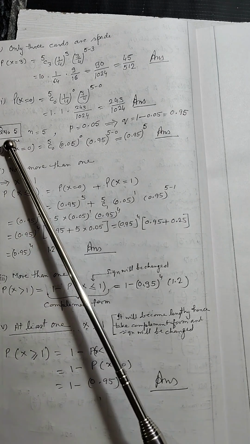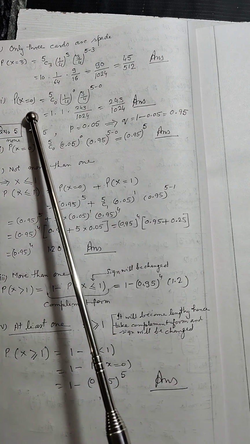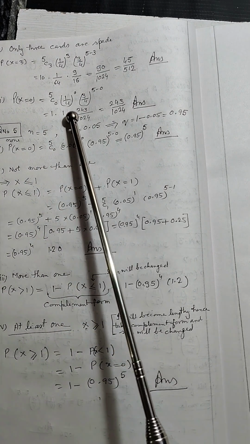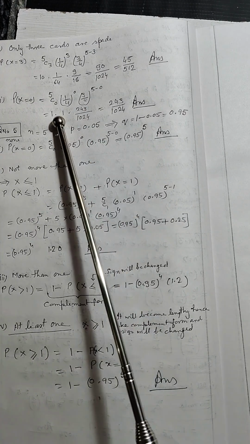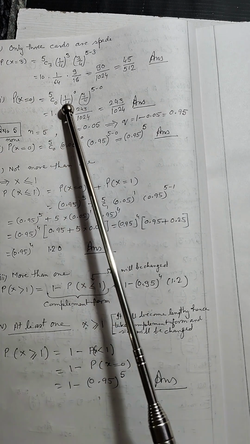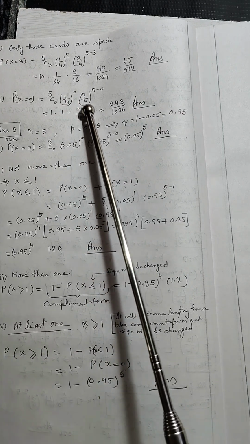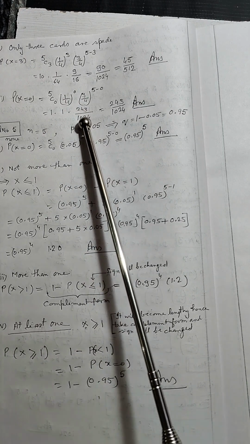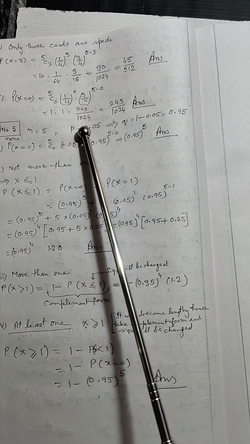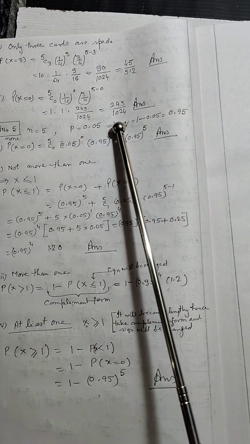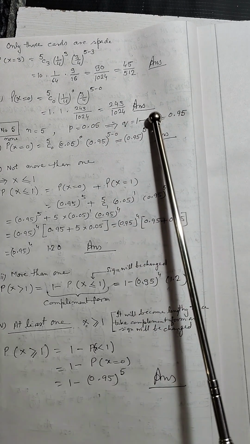Third part is none is spade. That is X is equal to 0, means 5C0, 1 by 4 raised to power 0, 3 by 4 raised to power 5 minus 0. Here you will get 1, 1 by 4 raised to power 0, that will be also 1. So here the 3 raised to power 5, that is 243, and 4 raised to power 5, that is 1024. So 243 divided by 1024 will be the required answer of third part of the question number 4.